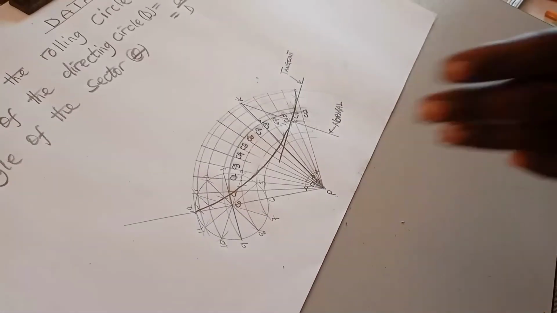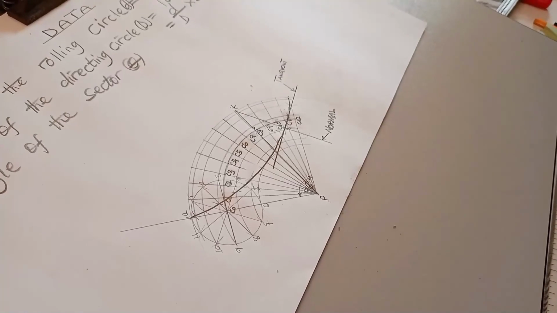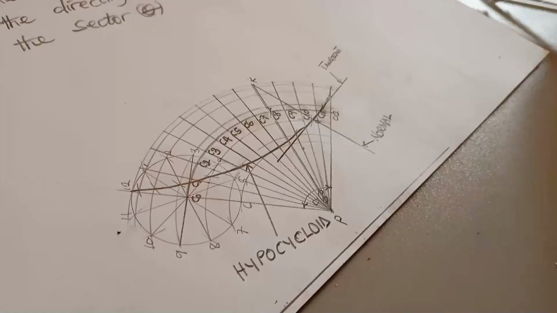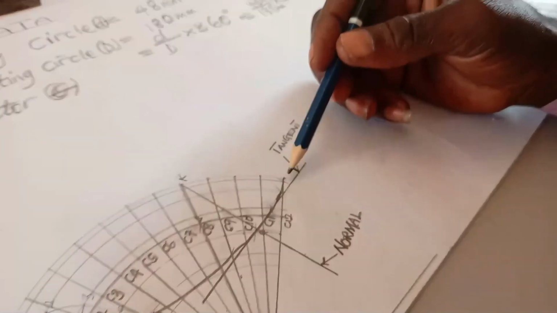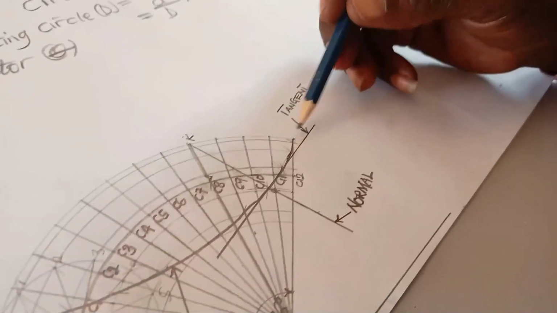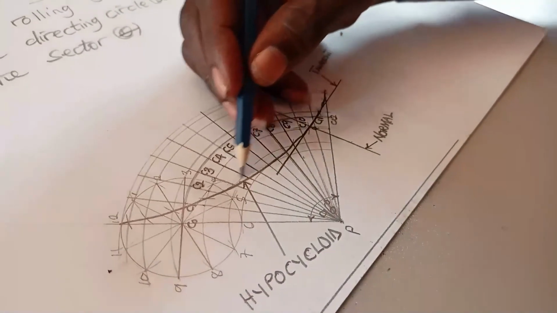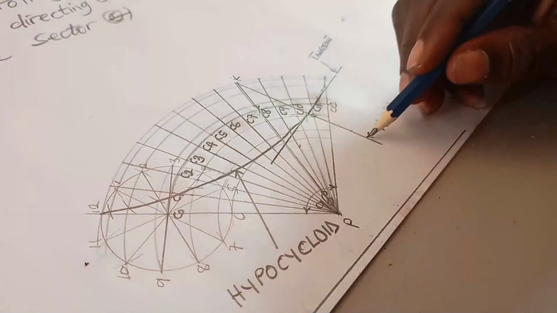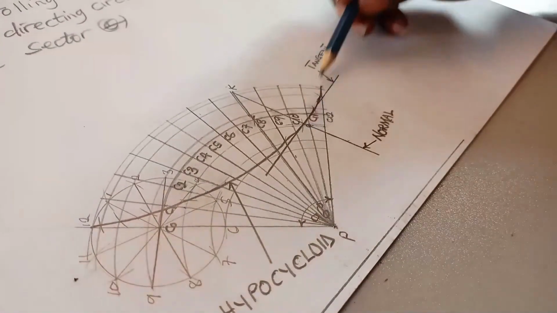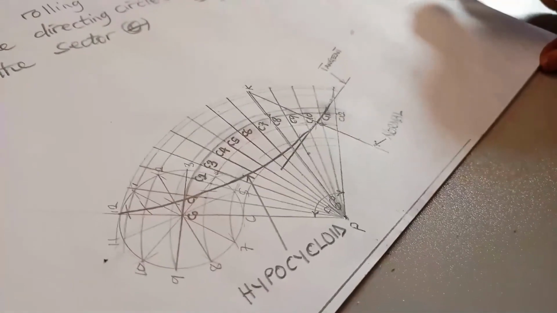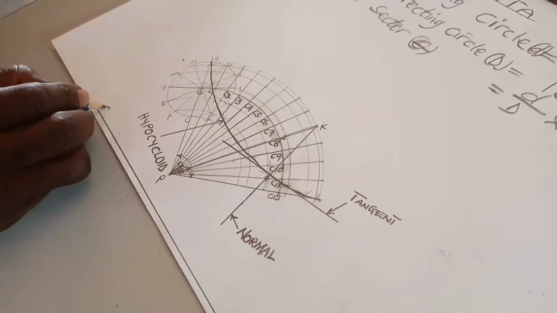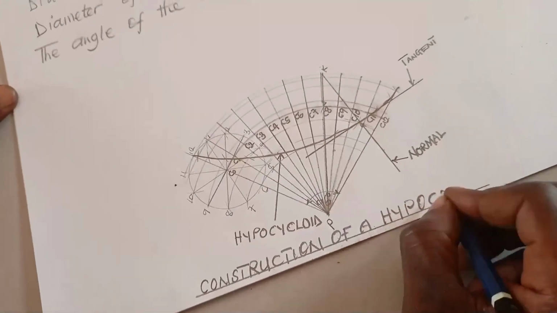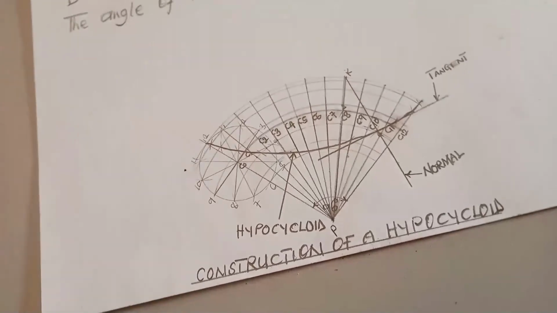When you finish, you have to clean all the unwanted parts away from the drawing. All right, so this is how a hypocycloid is constructed with a tangent, right? This curve is the hypocycloid, this line is the normal, and this line is the tangent. And then when you finish, you have to title it: Construction of a hypocycloid. That's the end of it.